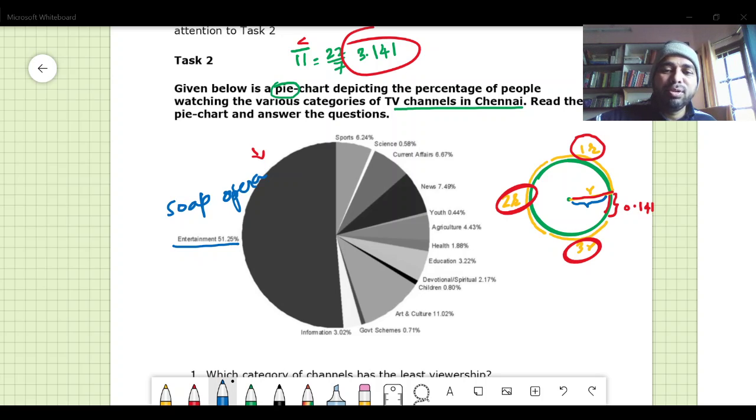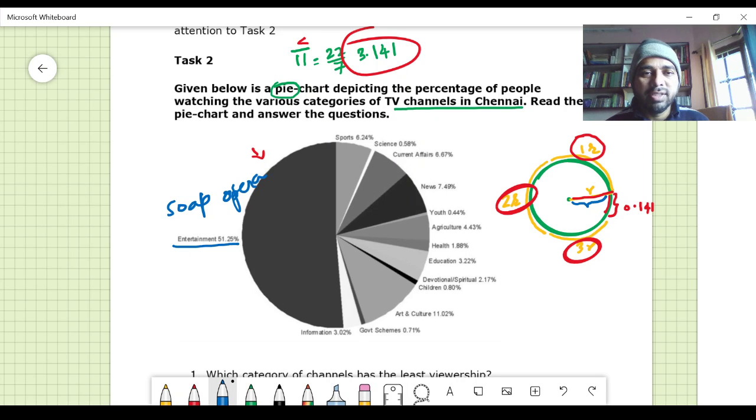So, for example, you know very well about the serials. What is happening there in the serial? A person comes and goes. It takes up the entire session of one hour or half an hour.